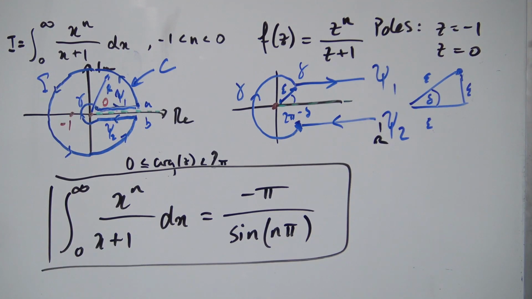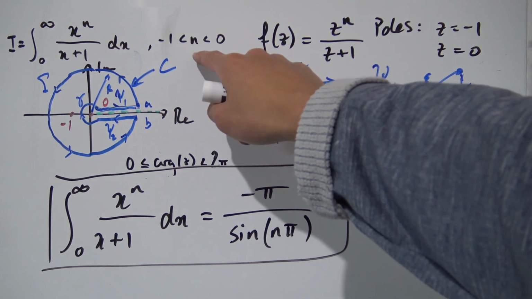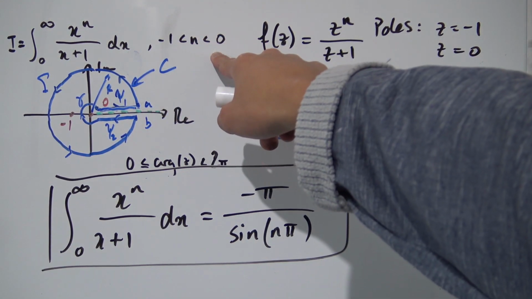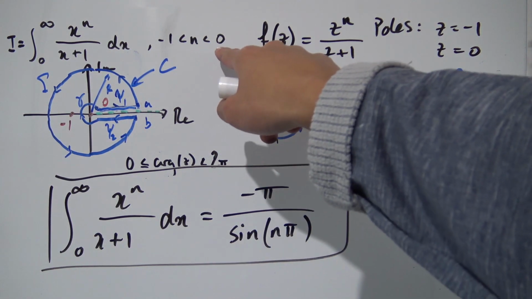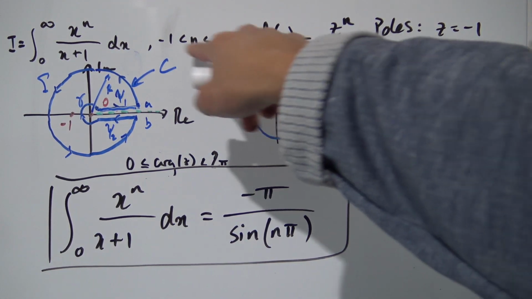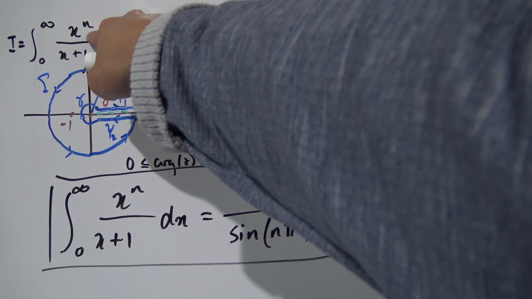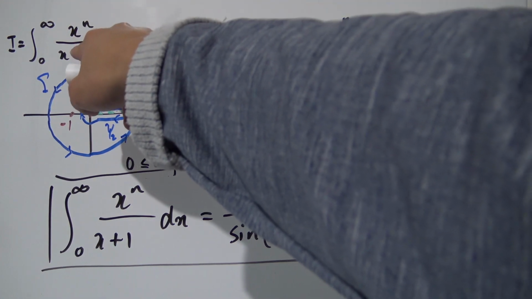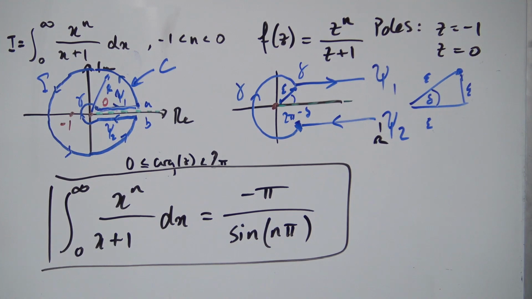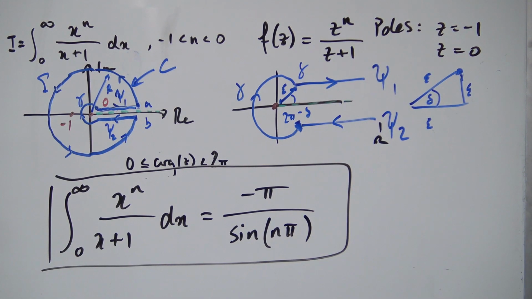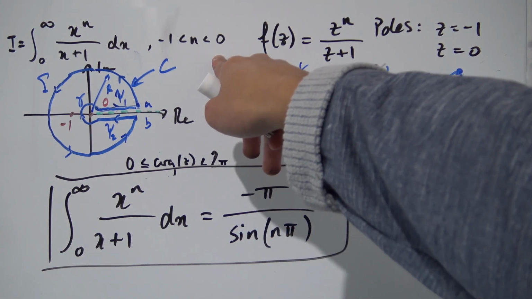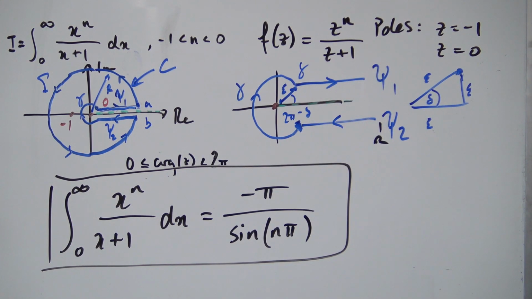So I forgot to mention one thing at the very start, which was why our n was between negative 1 and 0. Reason being is just because of convergence, because if our n was 0, for example, right on 0, we're going to get x to the 0, which is 1, and we're going to end up with a natural log as an antiderivative. Subbing in 0 or infinity, that's just going to blow up. So at 0, if n is equal to 0, we're going to get a divergent integral.